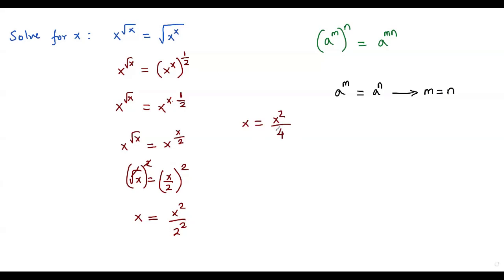Okay, so to solve for x, we should get rid of the fraction on the right side. For that, we have to get rid of the denominator over here. So for that, I have to multiply both sides of the equation by 4. Then this 4 will cancel out. I'm getting 4x equals x squared.